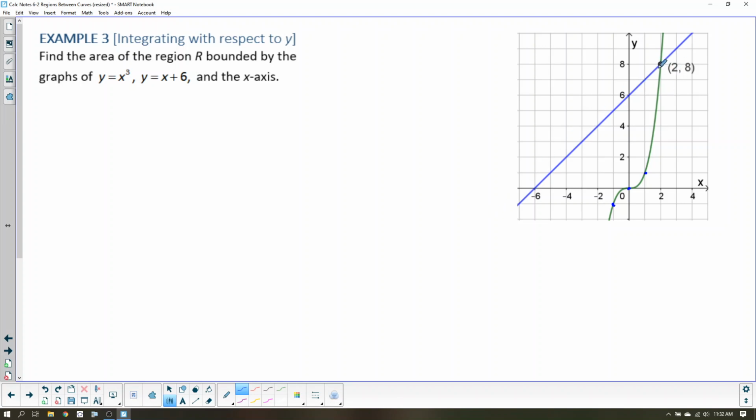This point, if you needed to find it, you would set these equal and try to solve that. This would be a cubic, kind of messy. You could solve it using rational root theorem or just guessing at numbers until you hit it. Most of the ones that I give you, you should be able to solve their intersections fairly easily. This would be a little bit messier one.